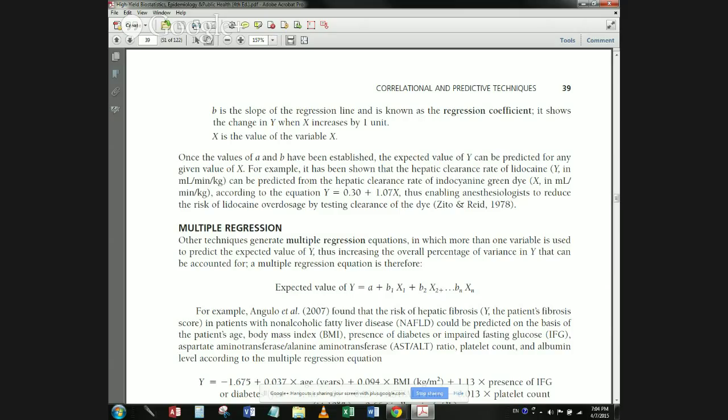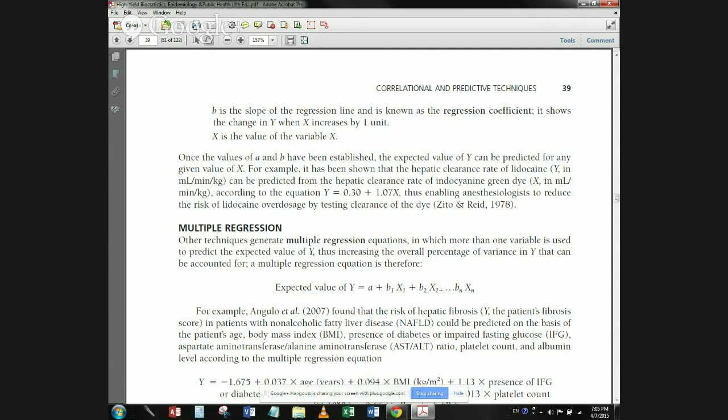For example, Angulo et al. in 2007 found that the risk of hepatic fibrosis, y being the patient's fibrosis score, in patients with non-alcoholic fatty liver disease could be predicted on the basis of the patient's age, body mass index, presence of diabetes or impaired fasting glucose, aspartate aminotransferase to alanine aminotransferase ratio, platelet count, and albumin level according to the multiple regression equation.